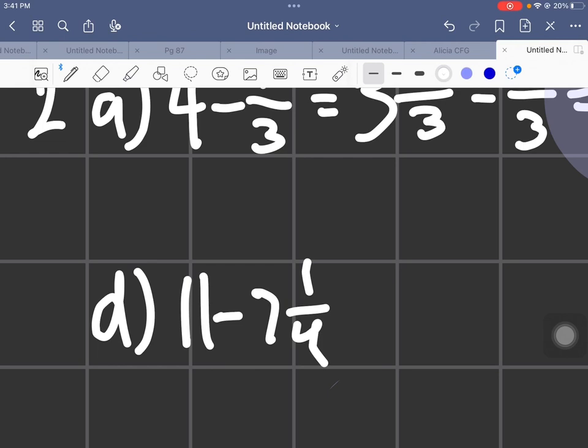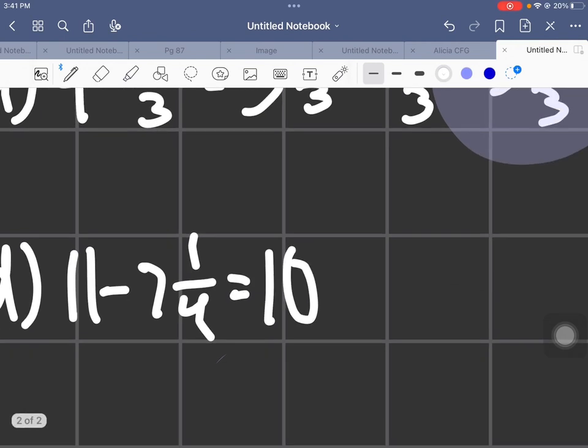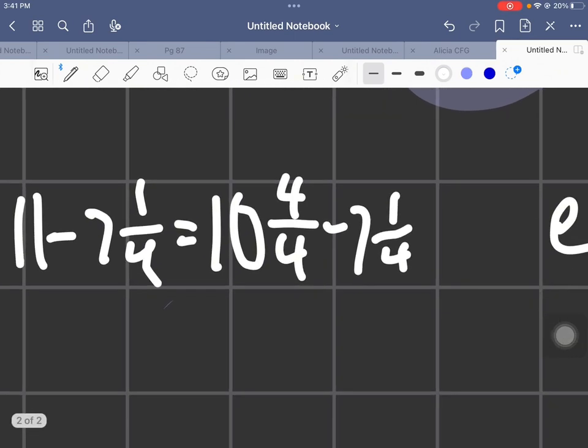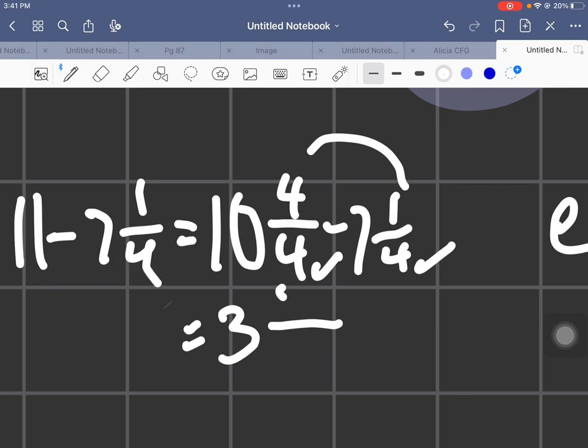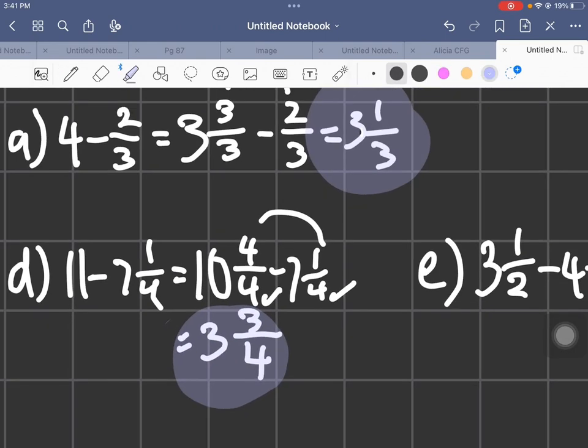Question D. 10 and 4 over 4 minus 7 and 1 over 4. The denominator is the same. 10 minus 7 equals 3, and 4 minus 1 also equals 3. The denominator stays the same, and we'll get 3 over 4.